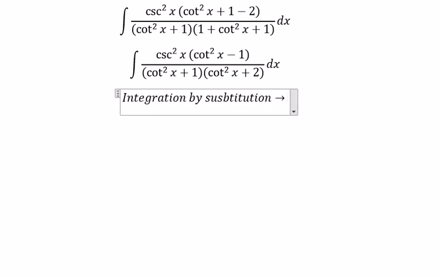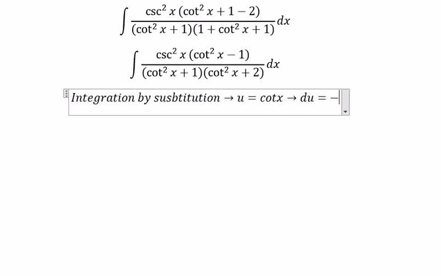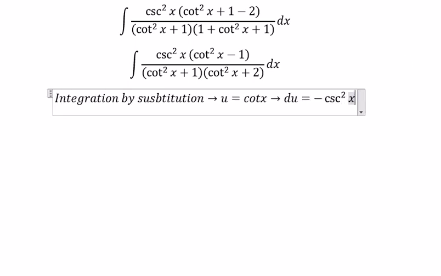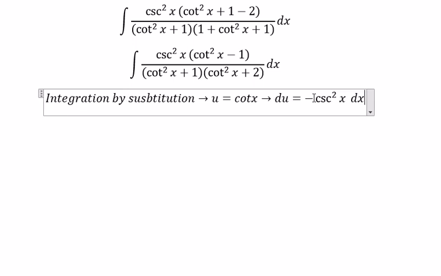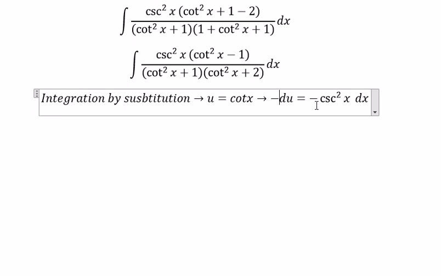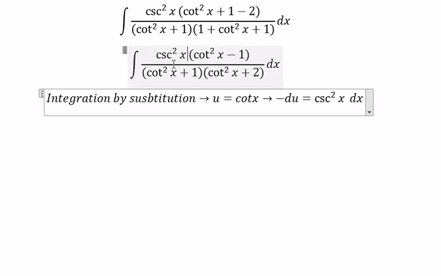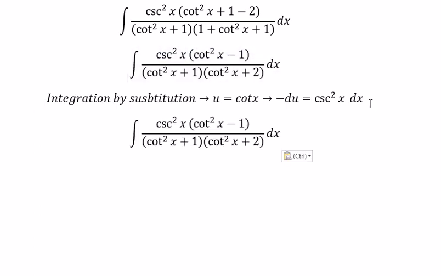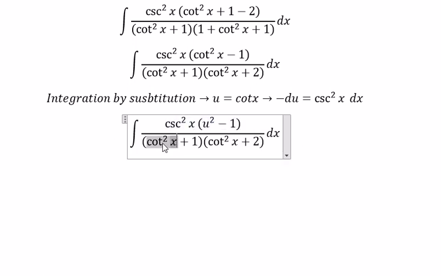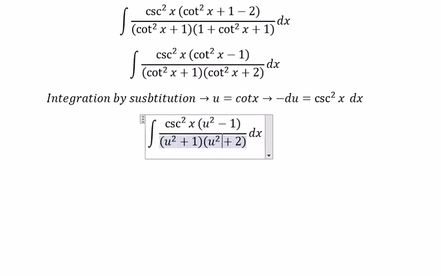So we put u equal to cotangent x, du equal to negative cosecant of x to the power of 2 dx. Because we don't have a negative in here, we put the negative next to the u. This one we change to u square. This one we change to u square. Cosecant of x to the power of 2 dx we change to negative du.